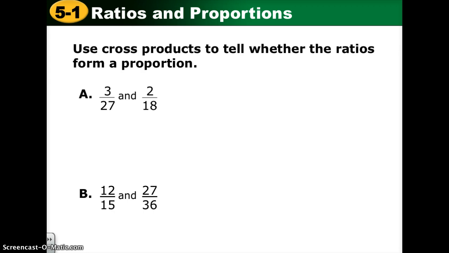There's a second method we could use to determine if ratios form a proportion. We're going to use these same fractions. So we have 3/27 and 2/18. What I want to do is start by putting them equal to each other and checking.